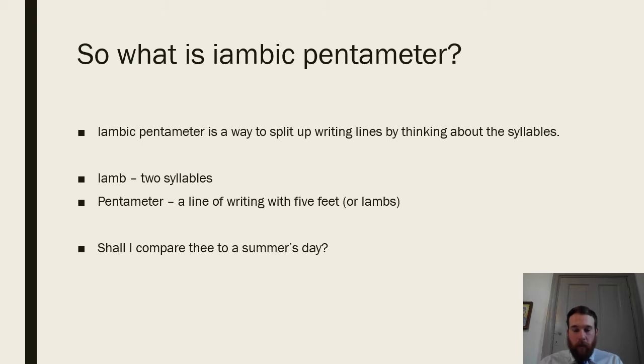So let's talk about iambic pentameter. Iambic pentameter is a way to split up writing lines by thinking about syllables. So in Shakespeare's sonnets, in his plays, and all of his writing, he thinks about his writing line by line. And that's one of the reasons why his writing is so nuanced. I could talk about this for half an hour. I will give you the short version of it.